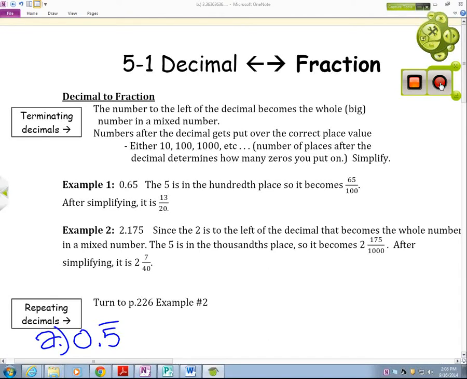Second part of 5.1. Yesterday we talked about the rational numbers. We talked about how numbers can be represented in simplified form with fractions. Today we're going to be talking about going from decimal to fraction. This is a review of what you have had in the past.